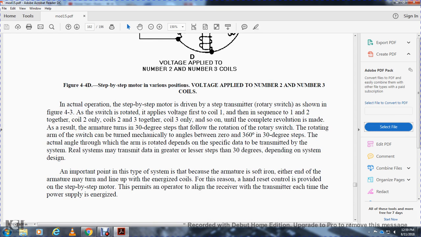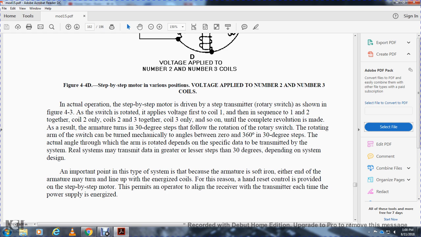The actual step-by-step operation of the motor is driven by the step transmitter rotary switch, shown in figure 4-3, as the switch rotates and applies voltage. First to the coil 1, then coils 1 and 2 together, then coil 2 only, then coils 2 and 3, then coil 3, and so on until a complete revolution is made. As a result, the armature turns in 30-degree steps with the rotation of the rotary switch.